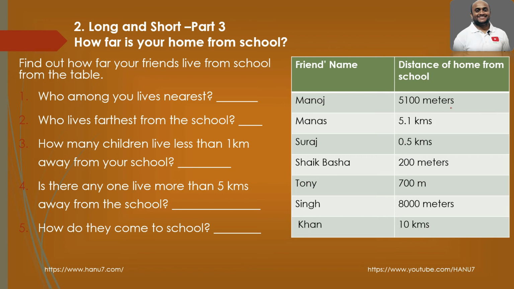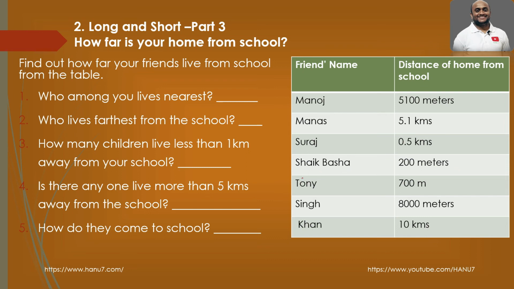So Manoj is 5100 meters, Manas is 5.1 kilometers, Suraj is 0.5 kilometers, and Basha is just 200 meters away. Tony is 700 meters, Singh is 8000 meters, and Khan is 10 kilometers away from the school. So from this table, now you have to tell me which among your friends lives nearest to the school. Out of all the values here, which is very small, this 200 meters is the smallest one.